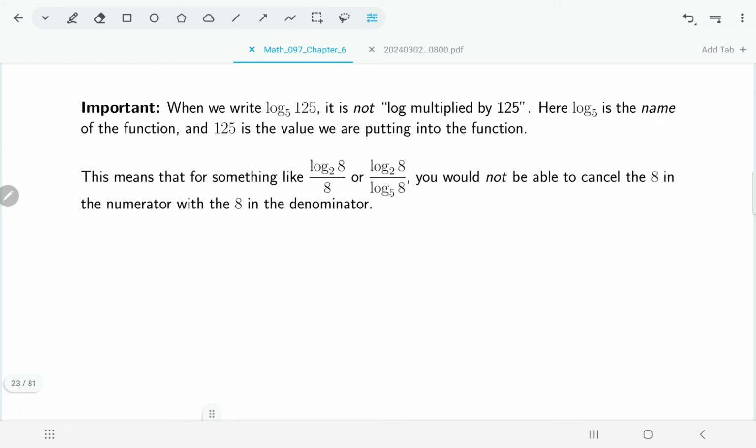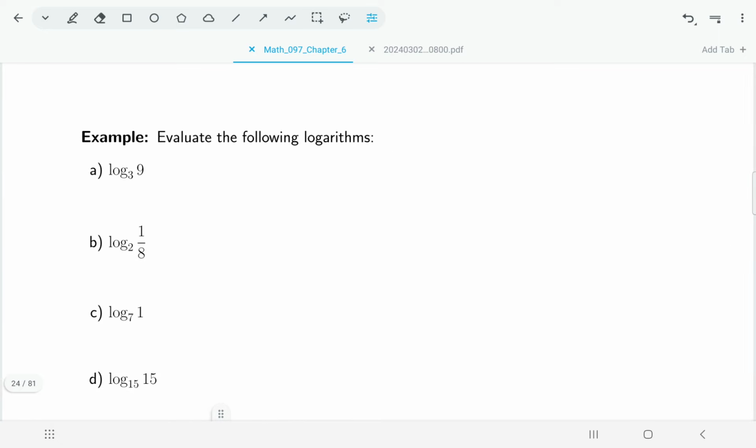We have some new functions whose name is not just a letter f or g. In this case, logarithm is a function whose name is log base 5 or log base 2. Or later on in trigonometry, our functions will be named sine or cosine or tangent.